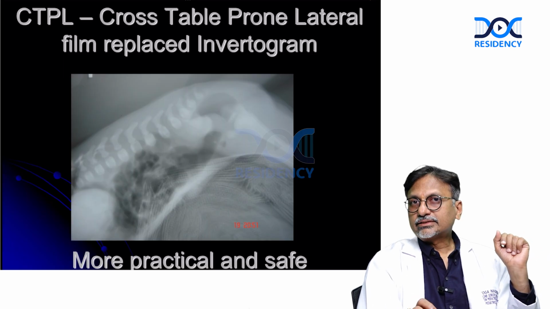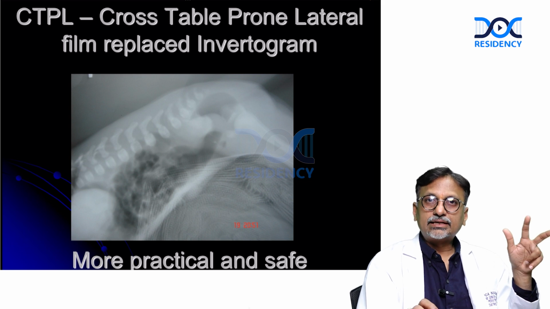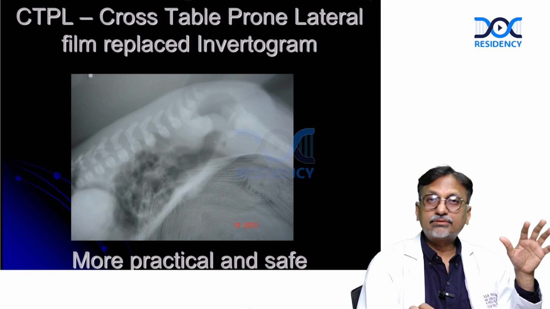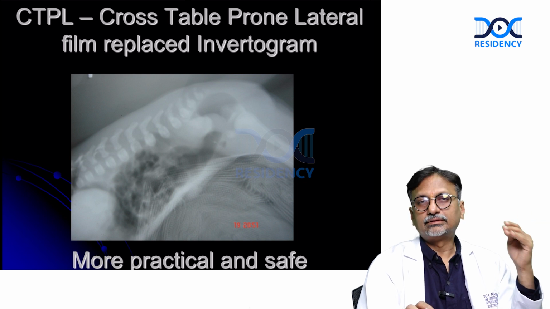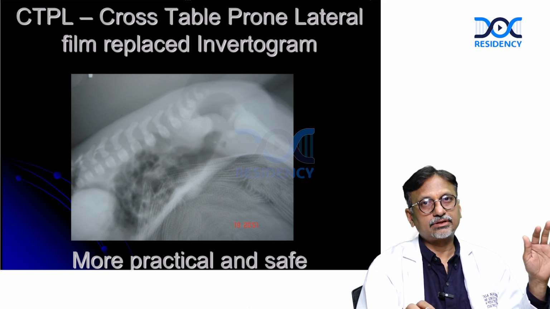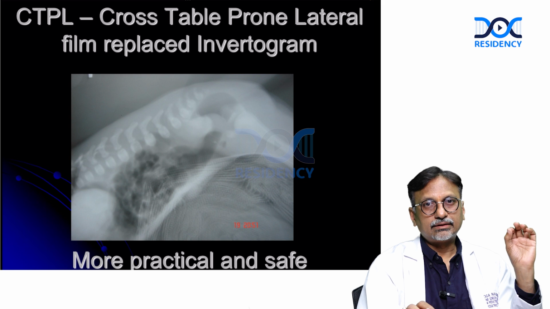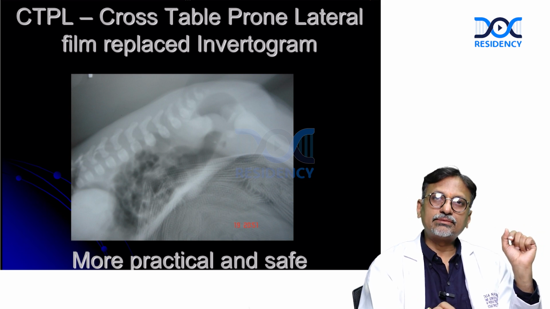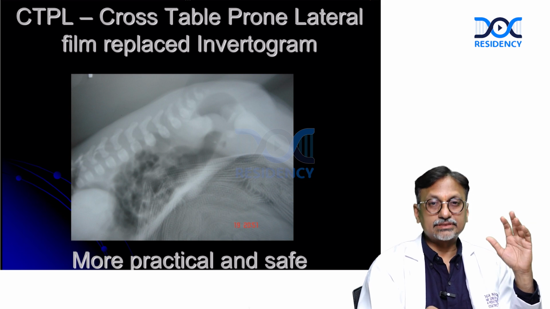I was talking some time back about the 24-hour delayed picture. That is what is called a cross table prone lateral, or invertogram. Invertogram is what we used to do earlier. They used to keep a coin. Nowadays they are not keeping any metal coin or anything. Nowadays they go only according to the bony landmarks. So the cross table prone lateral film has replaced the invertogram significantly.